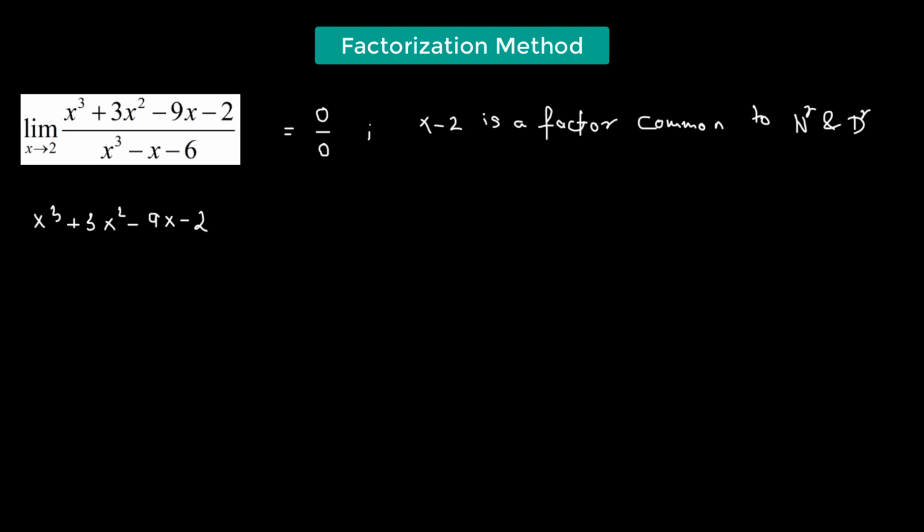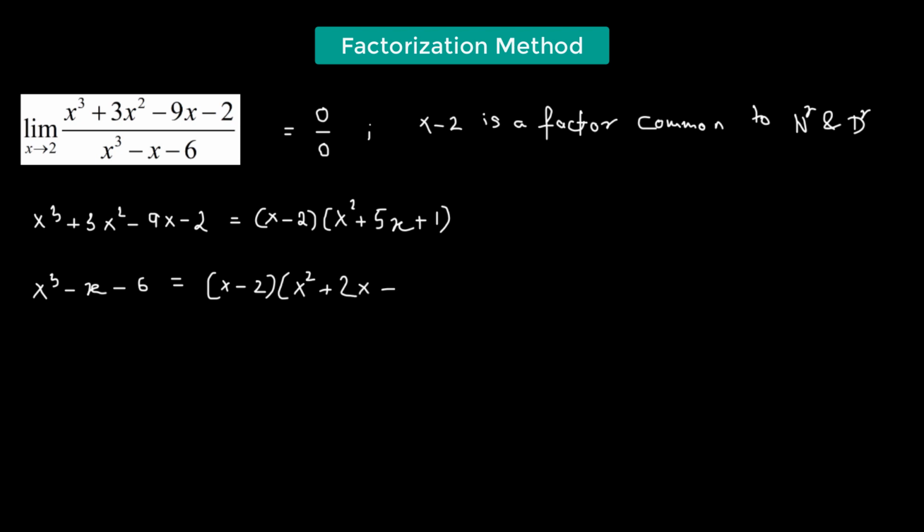So that has been already covered in work set number 1 and worked out problem number 2. So you can have a look at that. I'm going to straight away write the factors of the given polynomial. So this will be equal to x minus 2 times x squared plus 5x plus 1. Then we divide the denominator, which is x cubed minus 6 by x minus 1. So we have x minus 2 times x squared plus 2x plus 3.